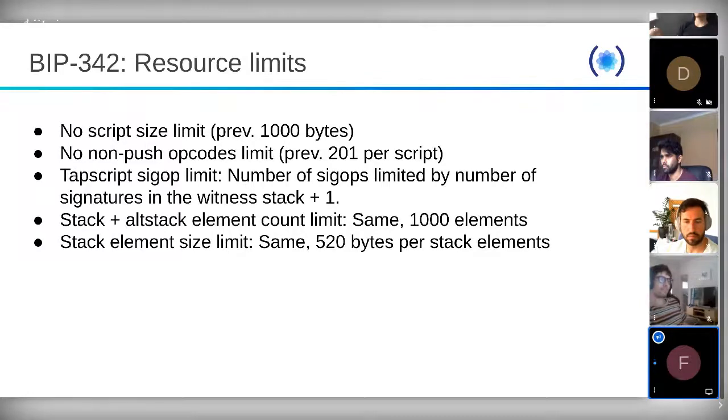And you can't have a script that is going to try to do extra signature operations and consume extra CPU there. And then there is a stack plus stack element count limit. So there is a stack limit which already exists, which is 1,000 elements. But now the initial stack is included in there, which was not the case before. And same for the size limit. The size limit per stack element is still present and also applied to the initial stack, which is what we call the arguments. Yeah, that's pretty much it.